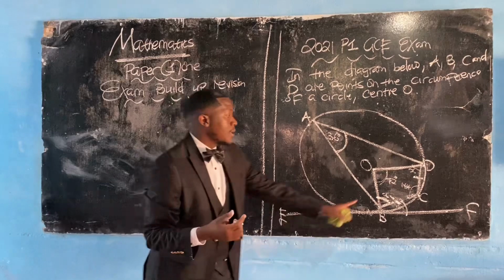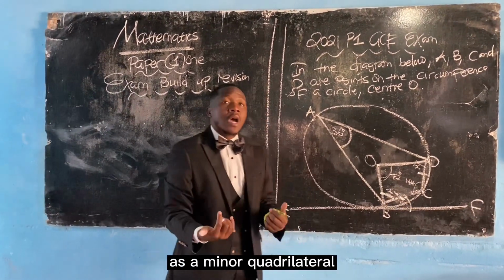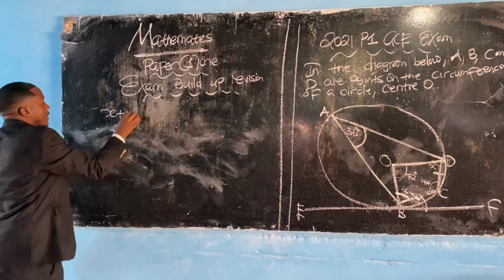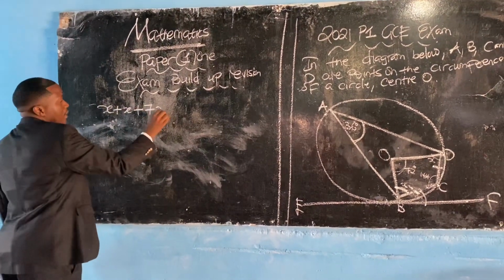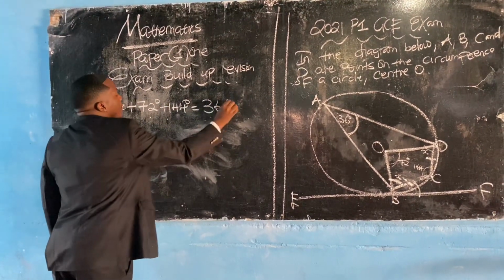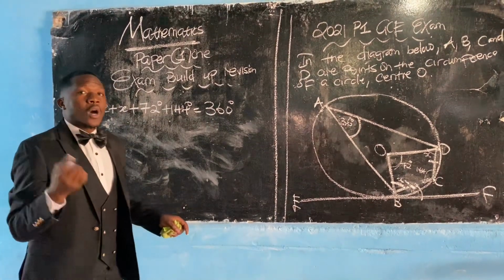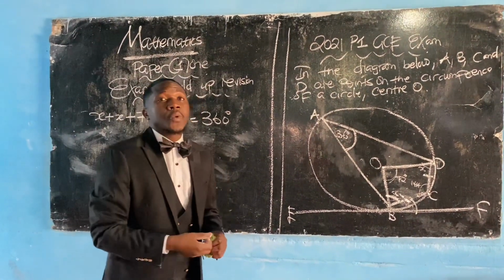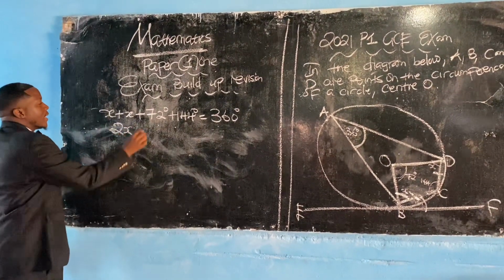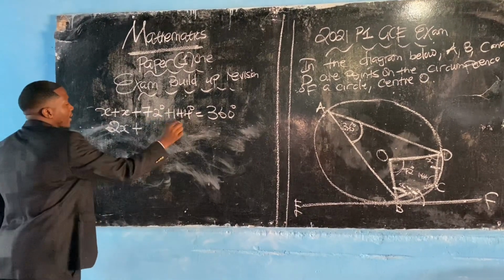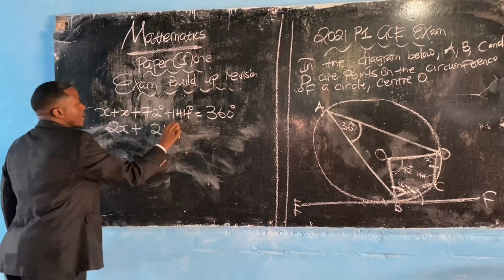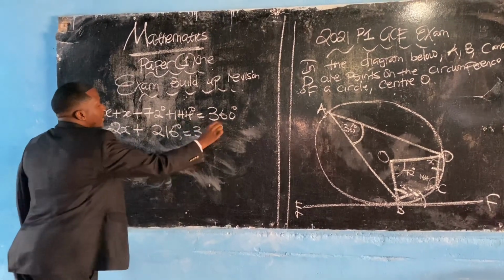Those are angles inside what is being formed as a minor quadrilateral inside a circle. So we're going to say x plus 72 degrees plus 144 degrees is equivalent to 360. All angles in a quadrilateral add up to 360 degrees. So x plus x is going to become 2x, and then plus 2 plus 4, that is 6, 7 plus 14, that is 21. So 2x plus 216 degrees equals 360 degrees.